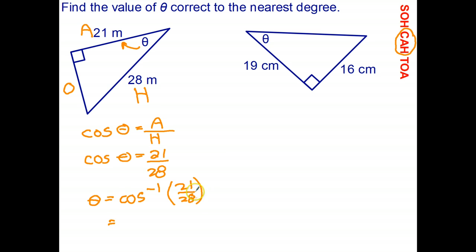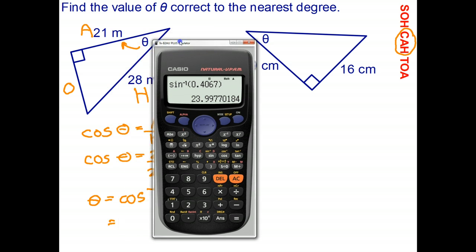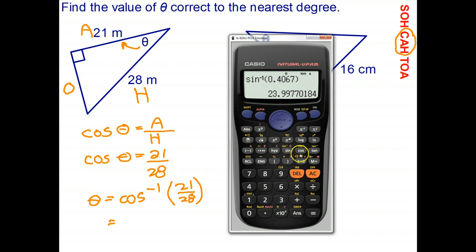And now I'm just going to type that straight in. So here we go. Okay, I'll clear what I have. So I need the inverse cosine. So shift cos. I'll use the fraction button.